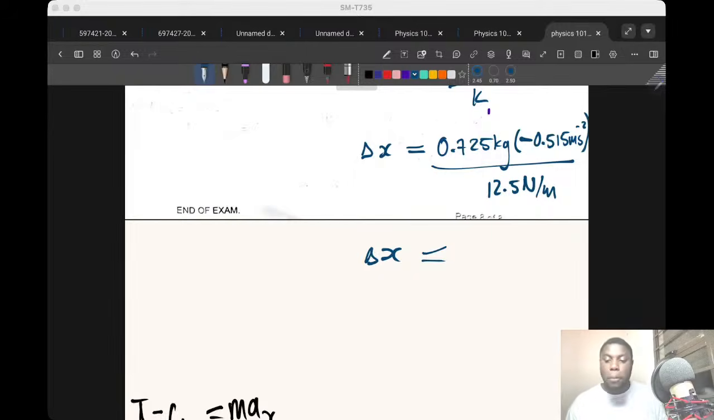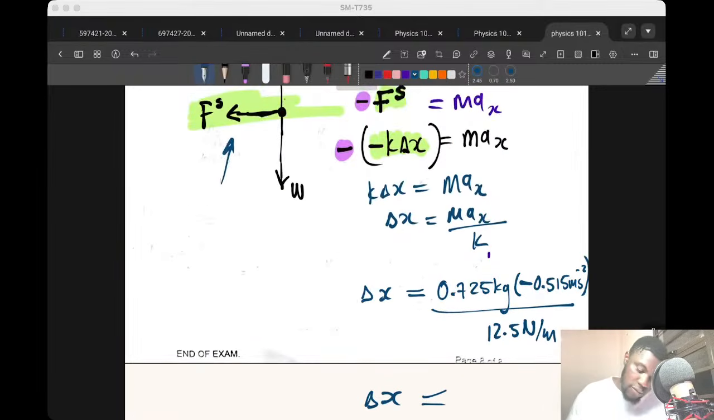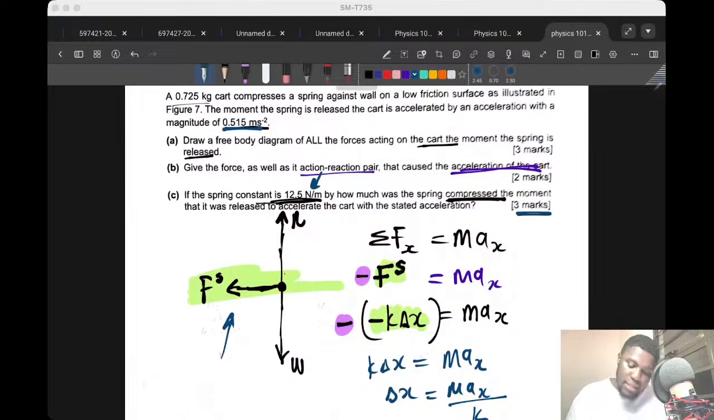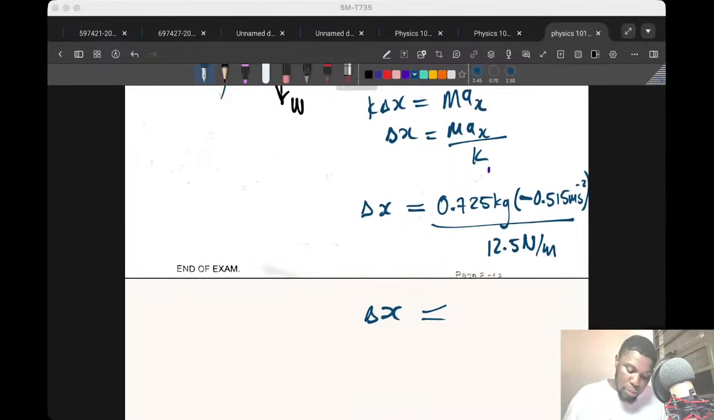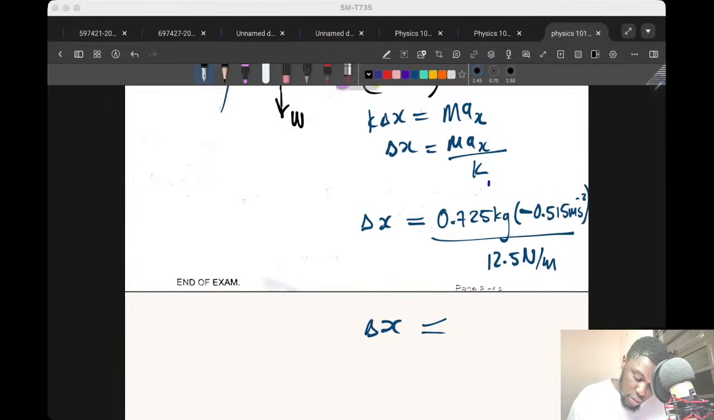And that is going to be the compression. What is that delta X going to be? Just the sum of forces in the X is equal to MA in X, because they are talking about compression of the spring. So it is depending on that. And you get your 3 marks. Do you see that? Put the calculation, please.